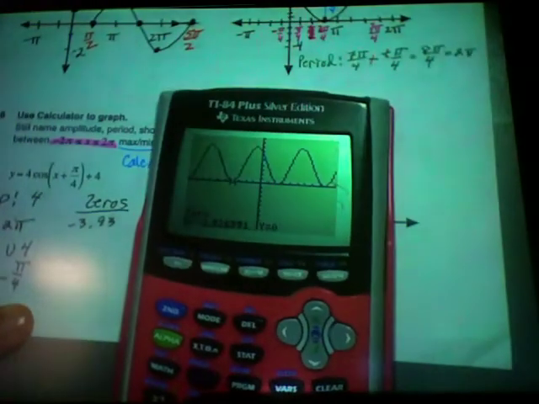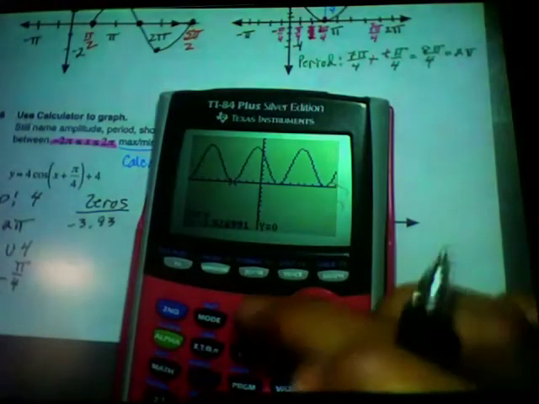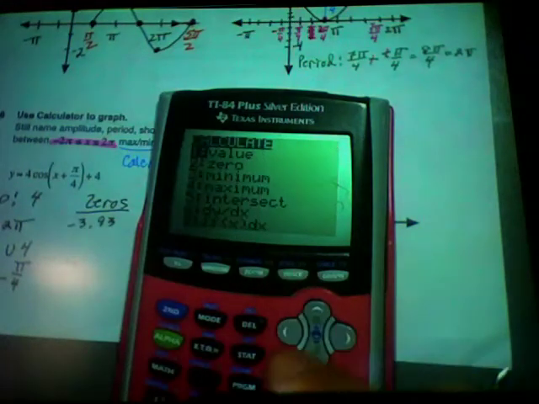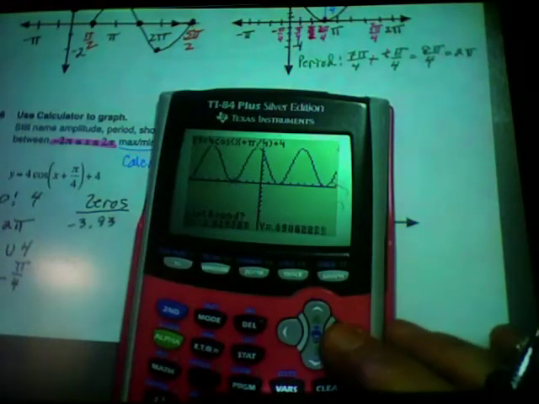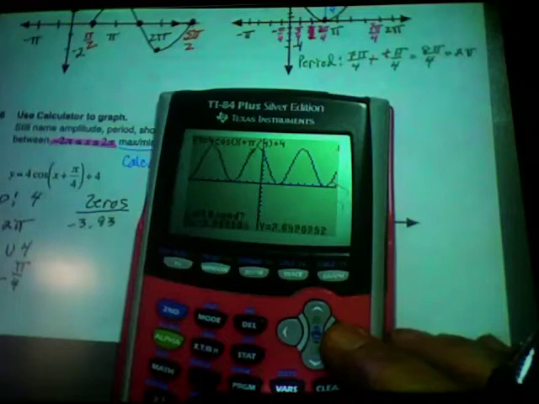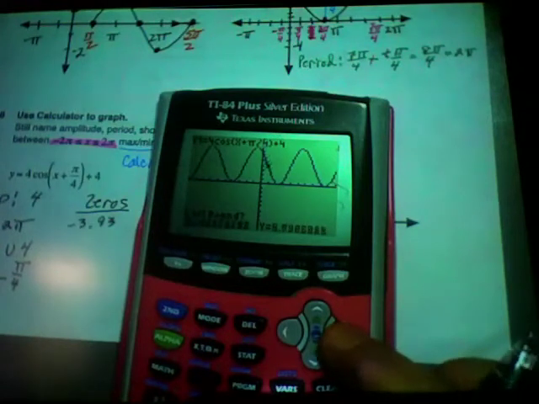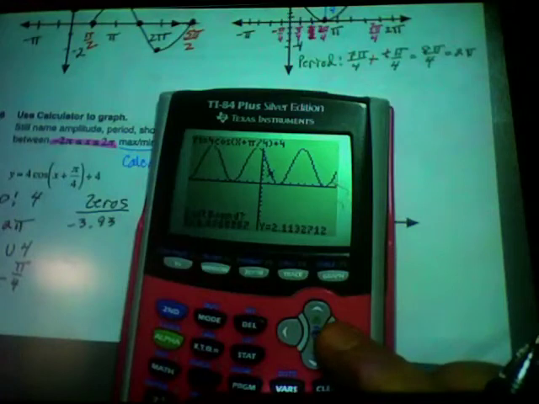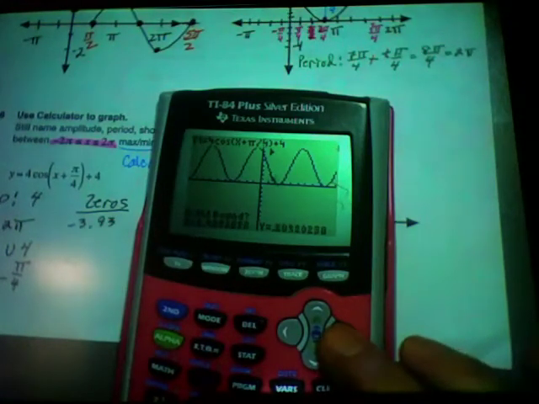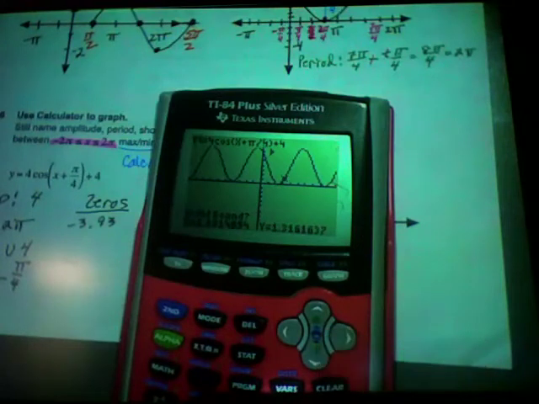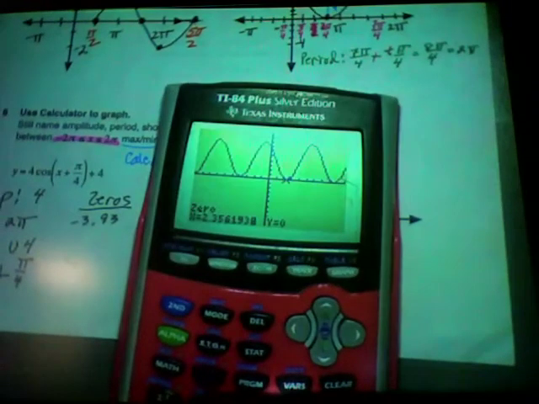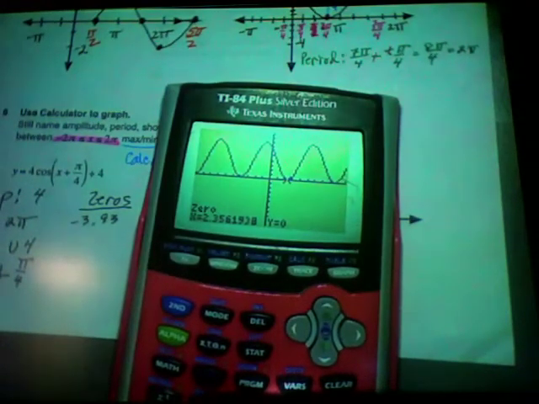All right, so then I still have to keep going. So hit second calc again and hit 2. So we need to hit the other 0, making sure that my x doesn't go past 6.28, right? So it's certainly not going to do it there. So here's my left bound, hit enter. Right bound, hit enter and guess. And that 0 is at 2.36.